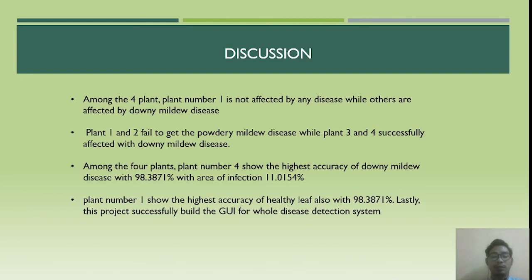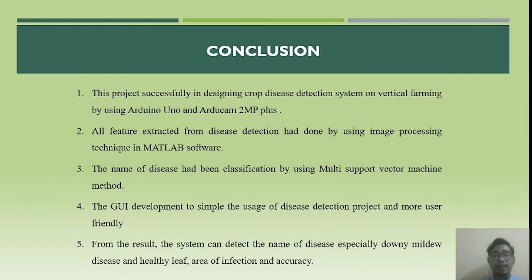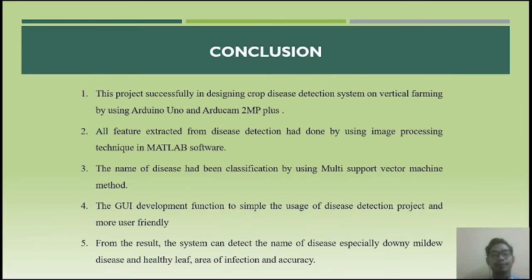Plant number 1 shows the highest accuracy of healthy leaf with 98%. Lastly, this project successfully built the GUI for the whole disease detection system.